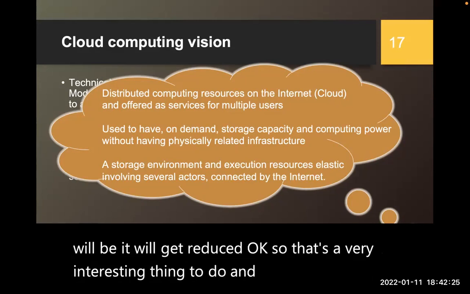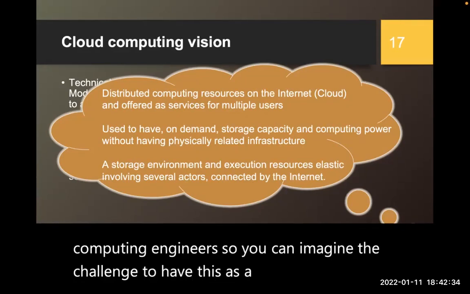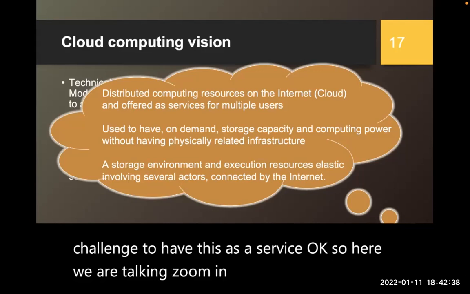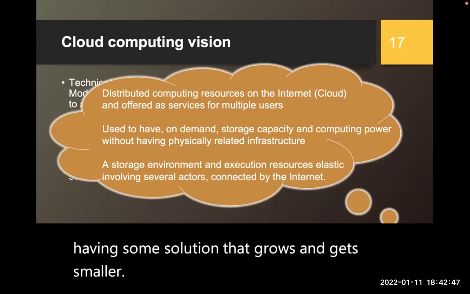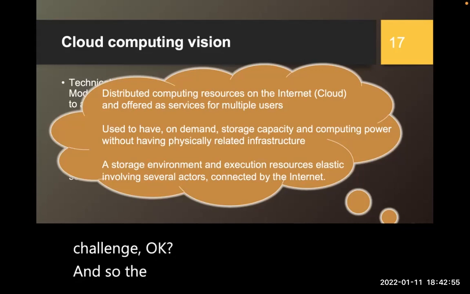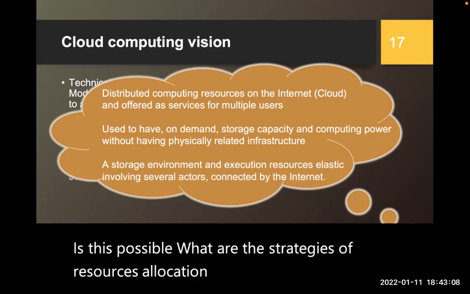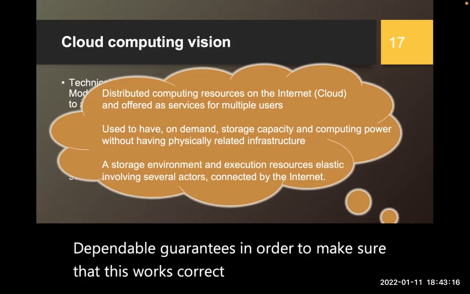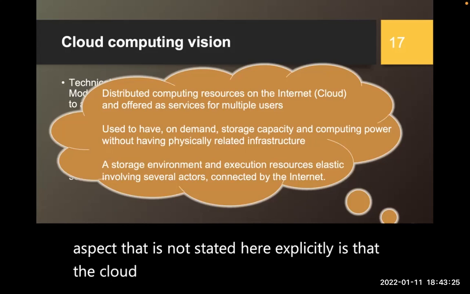And of course, you are computing engineers, so you can imagine the challenge of having this as a service. Here you zoom in on the challenge of having a solution that grows and gets smaller as requirements arrive. This is a huge challenge. So the idea is to figure out how this is possible. What are the strategies of resource allocation, quality guarantees, dependability guarantees, in order to make sure that this works correctly?